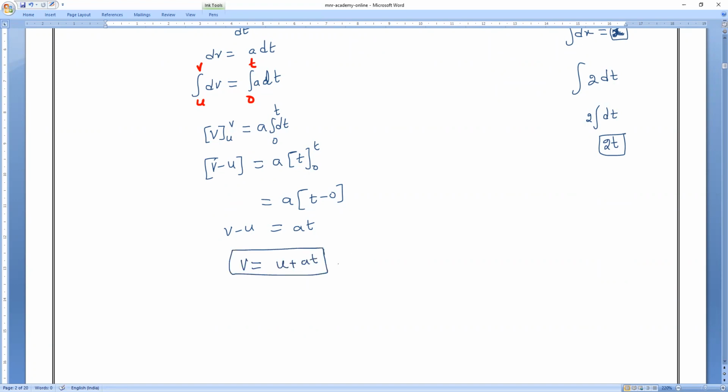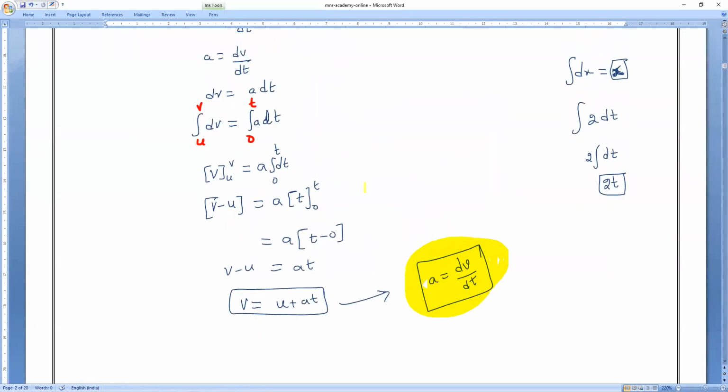Have you understood, Pradosh? So if you want to derive the first equation, you have to remember acceleration equals dv by dt. If you remember that, you can solve for this. Clear, everybody? Anyone having any doubt, you can ask. All of you understand? Any doubt, Rudreshwar?